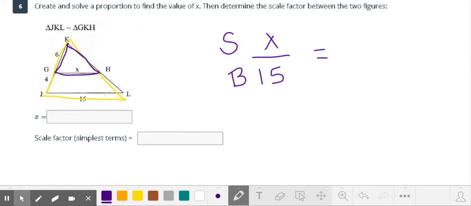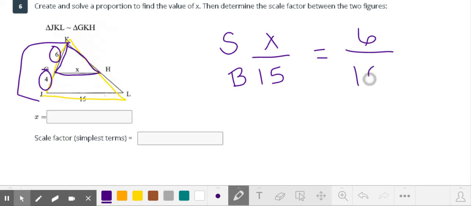Now, on the small triangle, the x matches up. On the small triangle, we have the 6, and that's going to match up to this whole side, which is 6 and 4, so 10. And now you can cross multiply and solve to get x. X ends up being 9.